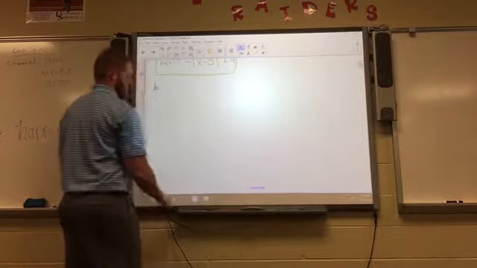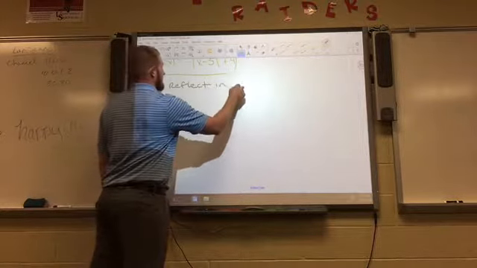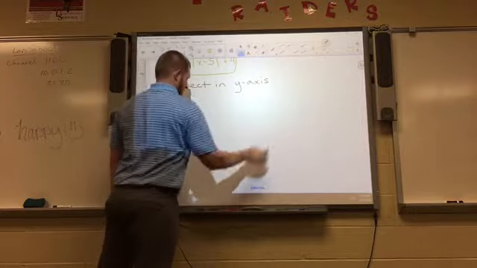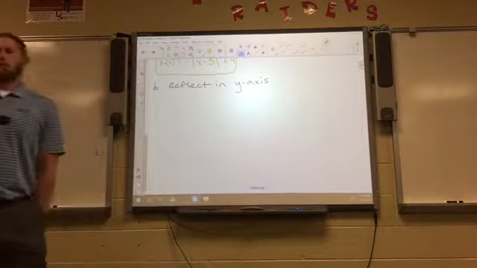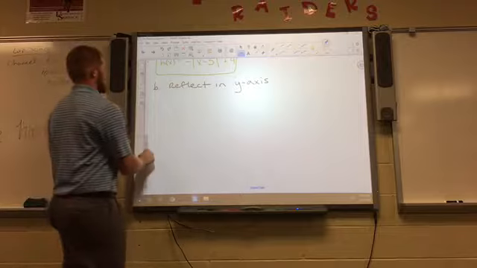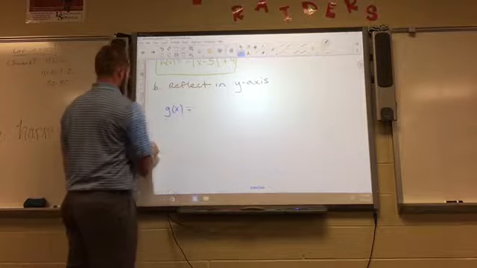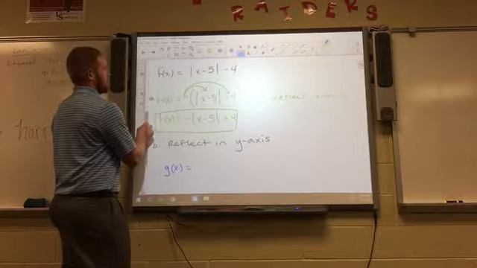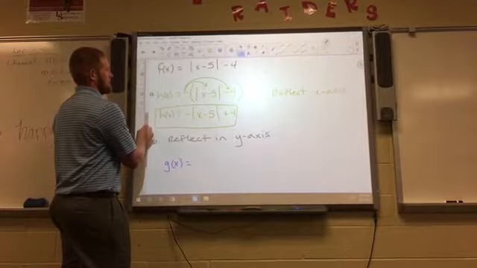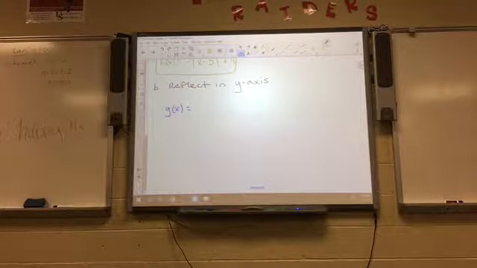Okay, this next one, reflection in the y. This one's a little harder to explain because this one they want us to change our x, right? Yes. Okay, we have to change our inputs. So I'm going to take my original function, and this will be g of x. Basically, I think the easiest way to explain this is think about what this graph looks like. What shape is an absolute value graph? It's a V shape, right?